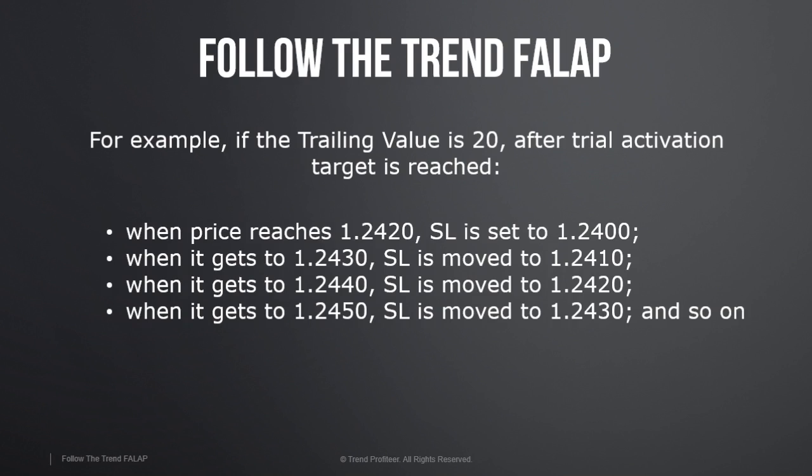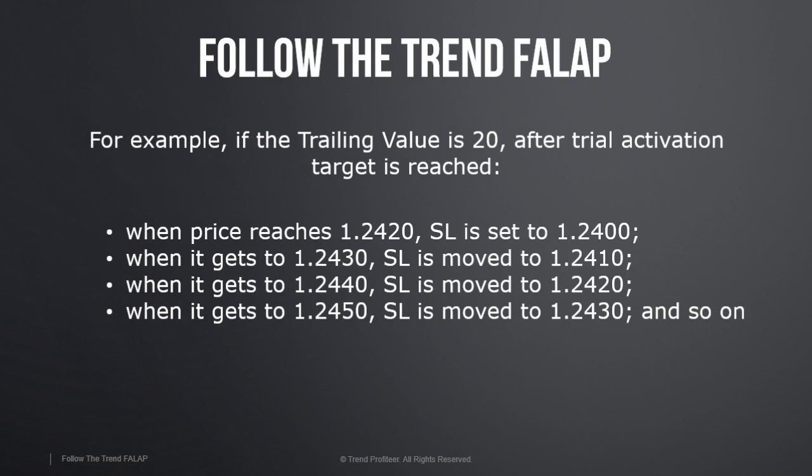So for example, if the trailing value is 20, after the trail activation target is reached, say when the price reaches 124.20, the trailing is activated and the stop loss is set to 124, 20 pips from the current market price. When it gets to 124.30, then the stop loss is moved to 124.10. When it moves to 124.40, the stop loss is moved to 124.20. When it moves to 124.50, it's moved to 124.30, and so on.